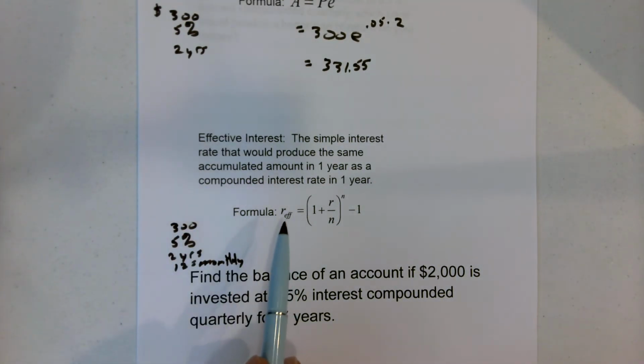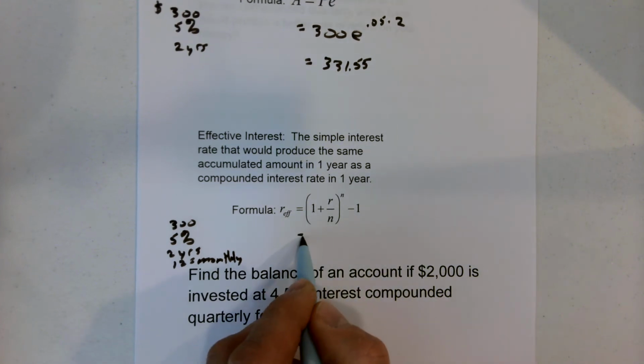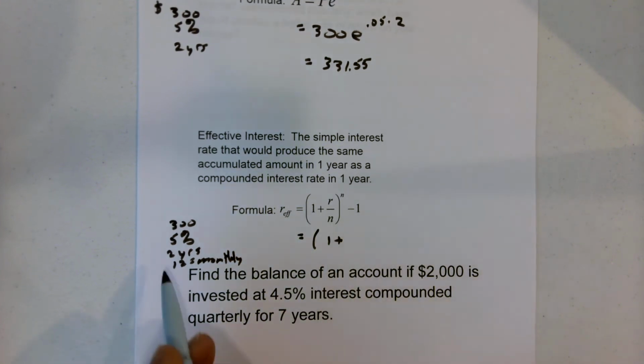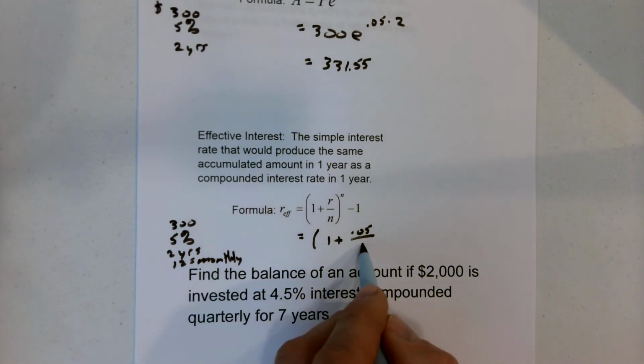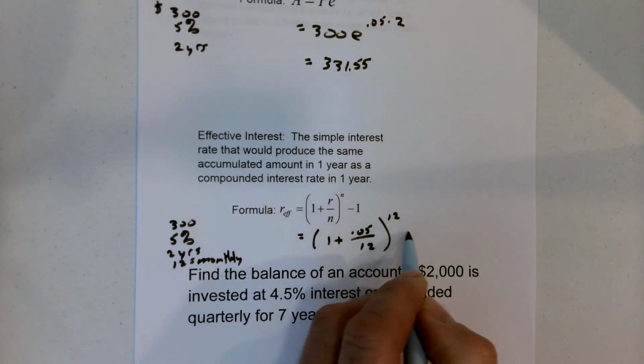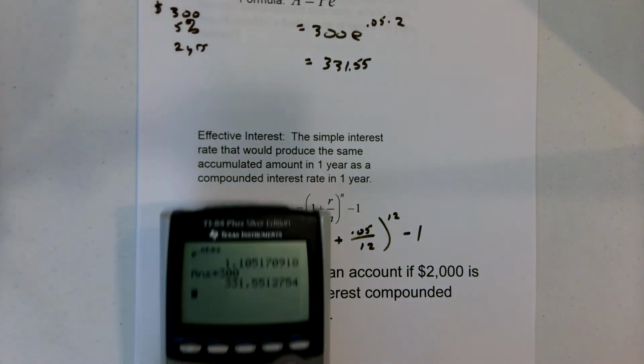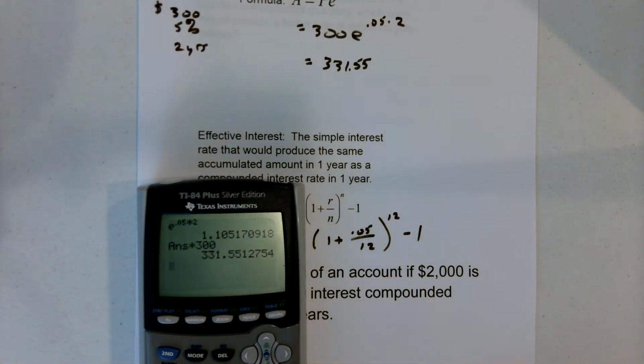And that's where our effective interest rate is going to come in. So our effective rate is going to be 1 plus my interest rate, 0.05, divided by the number of compounds, which is 12, to the 12th, minus 1. So again, in my calculator, I'm going to take my 0.05 divided by 12, add 1 to it, then take that to the 12th power, and then subtract 1 from it.